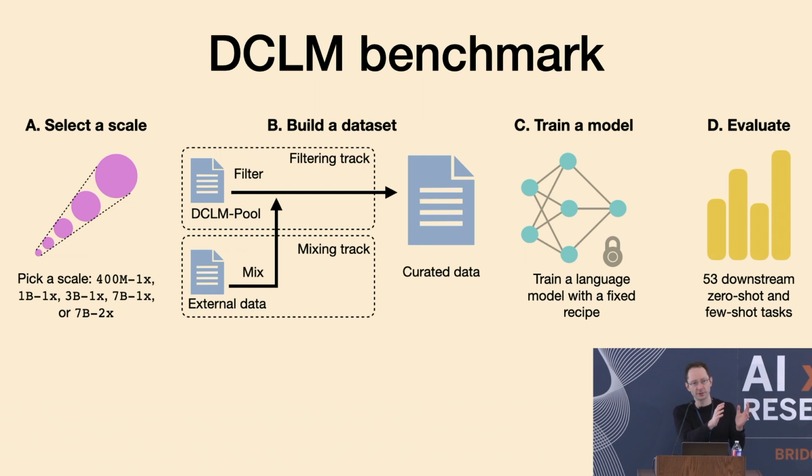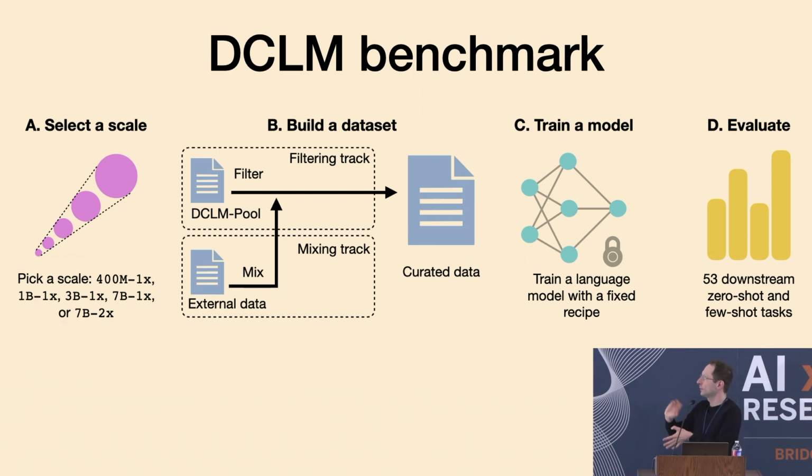And then once you have decided on a scale, now comes the part where you can be creative. Basically, you either use our pool that we provide, a large pool derived from Common Crawl, and you filter that in order to build a better pre-training data set, or you have some new data that you bring to us, and you say, hey, this is awesome pre-training data, I want to use that. That's also fine. We have the mixing track for that. And then you build your pre-training data set, and this is the part where your work stops. Then you pass that training data into our fixed model training code so that everyone uses the same training code.